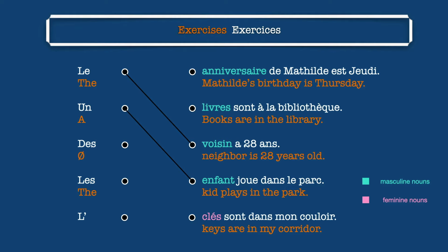So before a masculine noun when you speak about something or someone you don't know, because it's an indefinite article, and it also has to be singular. Therefore, for all those reasons, the right answer is a kid plays in the park. Un enfant joue dans le parc. What about the next one?